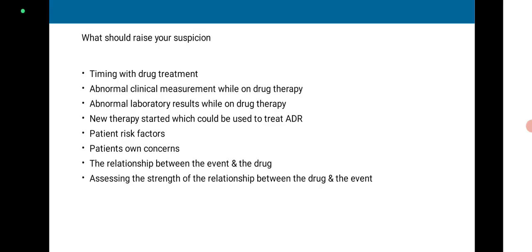What should raise your suspicion? When should we suspect the occurrence of an ADR? Timing with the drug treatment. If there is a temporal relationship between the starting of the drug and the occurrence of the reaction, that should raise our suspicion. Abnormal clinical measurement while on drug therapy. Abnormal laboratory results while on drug therapy. New therapy started which could be used to treat the adverse drug reaction. Any specific patient risk factors, patient concerns, the relationship between the event and the drug, assessing the strength of the relationship between the drug and the event. All these factors can increase our suspicion about the drug.